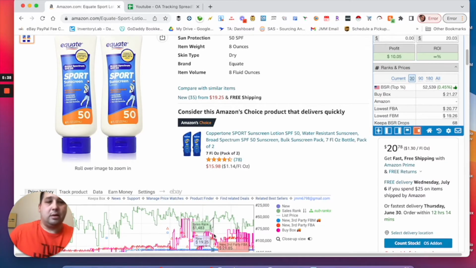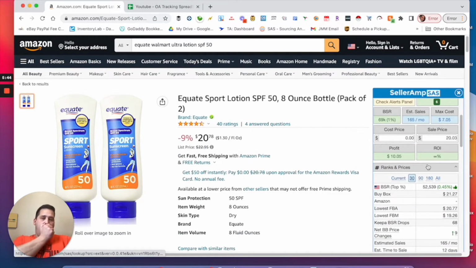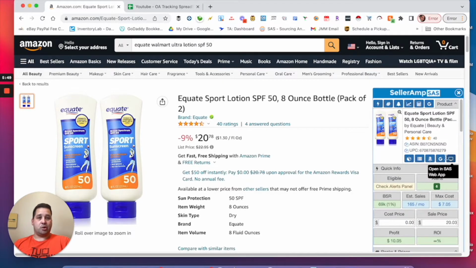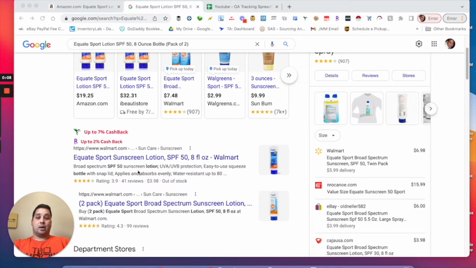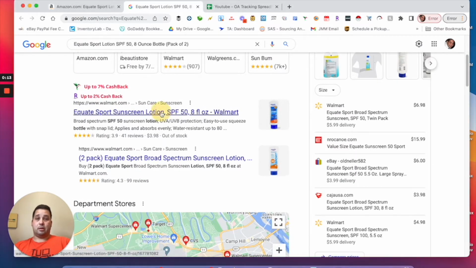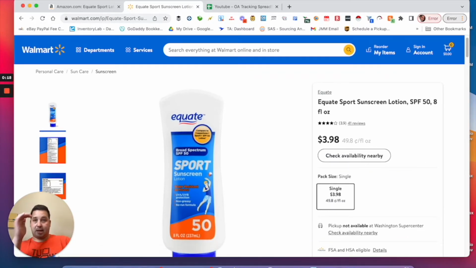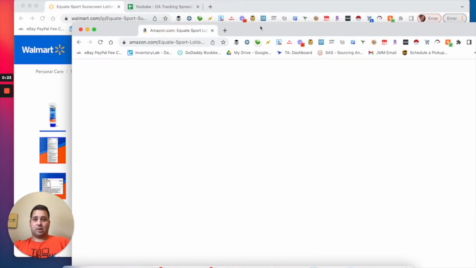All right. So, with that information in place, SellerAMP gives you the ability to just hit Google. Totally just X'd out of my video because I got a sip of water. So SellerAMP, like I was saying, lets you hit Google. It'll automatically Google the item. So let's see what we got going on here. So it looks like this is out of stock. This could be, we'll see here.